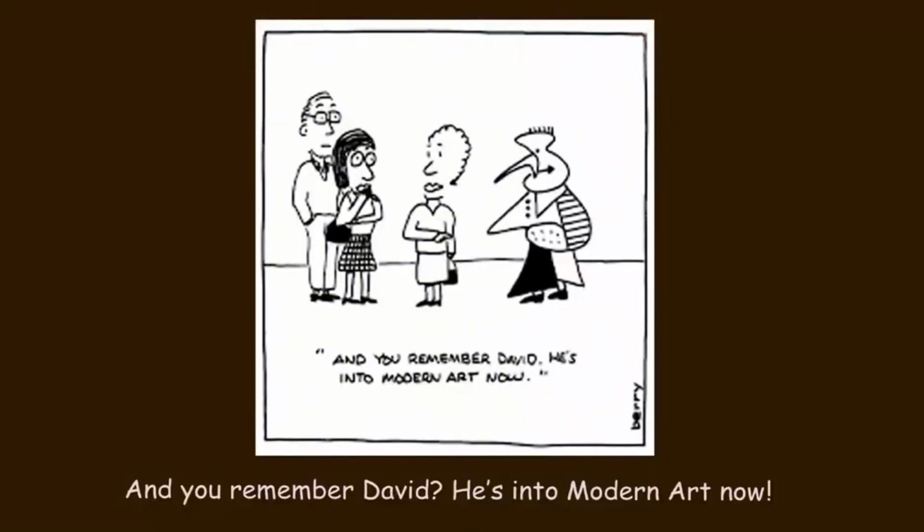So, in this cartoon that you are looking at, this is how a particular artist called David is being introduced to a couple who might have seen him before when David was very young, but David has changed, his appearance has changed completely because he is into modern art now. So, modern art has not only gave birth to abstraction, but it also allowed abstract art to have various kinds of roots, associations, meanings and purposes.